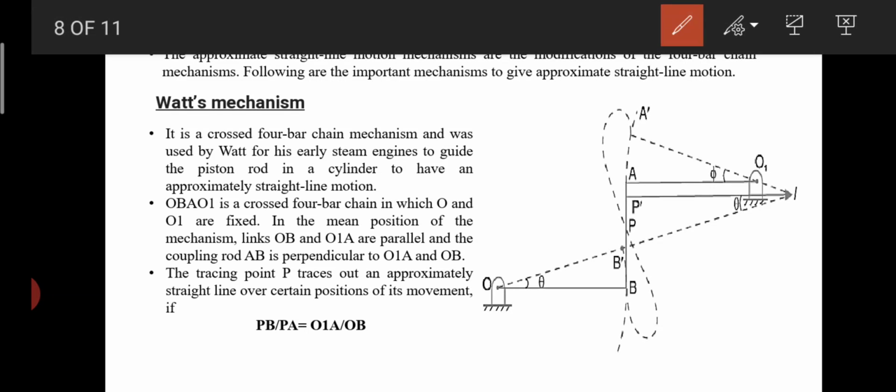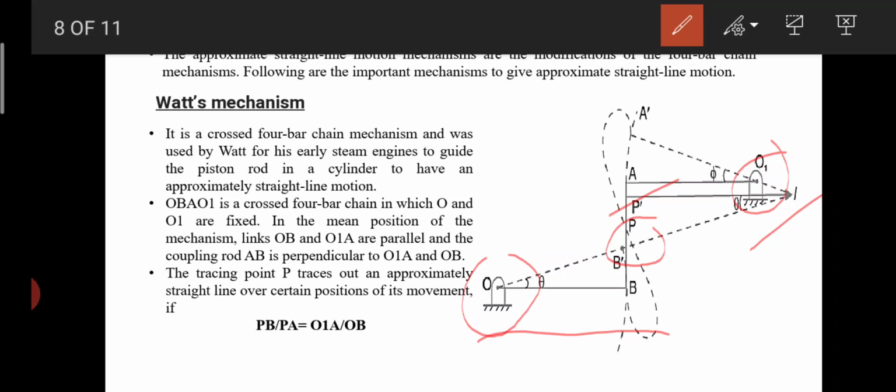So OBA1 is a cross 4 bar chain in which O and O1 is fixed. In the mean position of the mechanism, links OB and O1A are parallel, and coupling rod AB is perpendicular to O1A and OB. The tracing point P traces out an approximately straight line over certain position of its movement if PB upon PA is equal to O1A upon OB. तभी जाके हमारा P पॉइंट अप्रोक्सीमेटली स्ट्रेट लाइन मोशन मैकेनिज्म में मूव होगा.